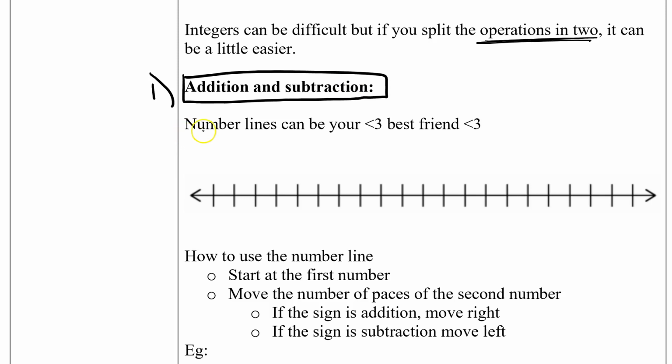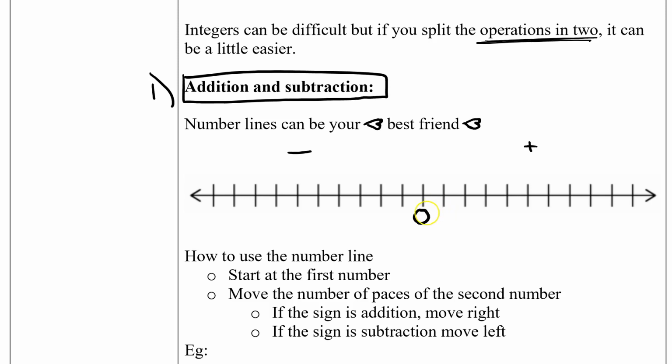Now here, number lines can be your best friend. I find this a very helpful tool, and eventually it will just become so natural to you that you don't need to worry about a number line. But we're going to write down a number line just for this. Starting at 0, going in the positive direction and going in the negative direction. Now, if you would like to have one that extends from positive 15 to negative 15, just come and talk to me, and I can give you one of those.